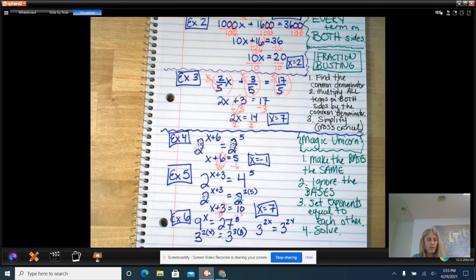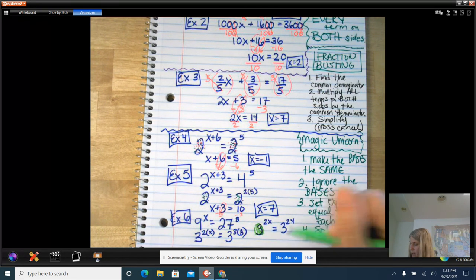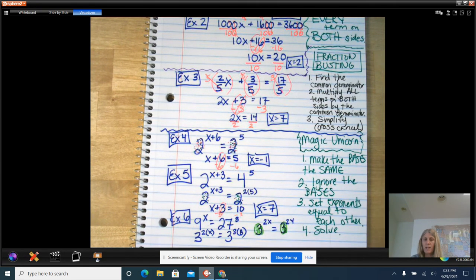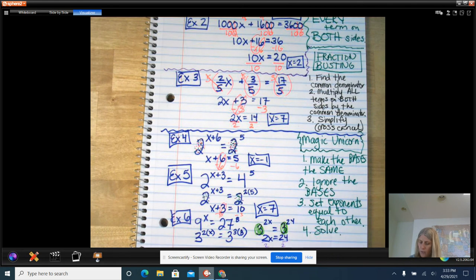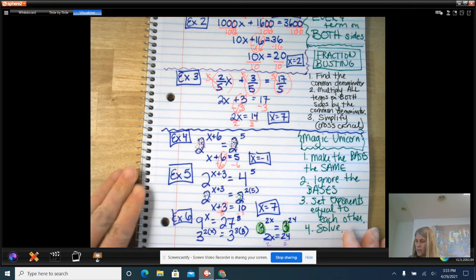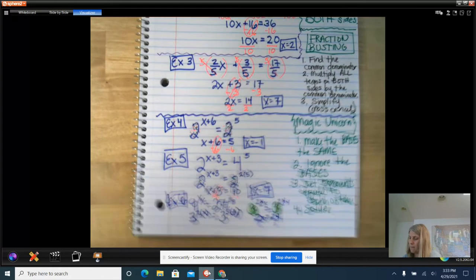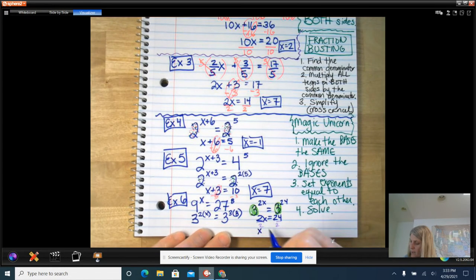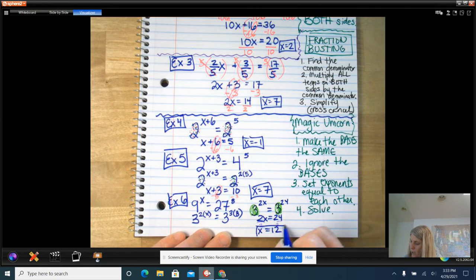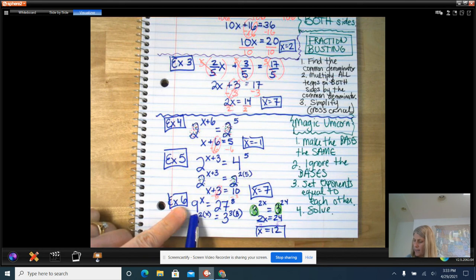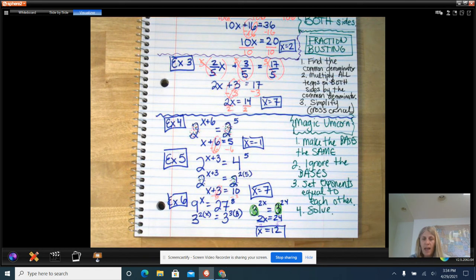Now, once again, our bases are the same, and so magic unicorn basically means that once they're the same, we can ignore those. What we have left is 2x is equal to 24, and then we can go ahead and divide both sides by 2, and our final answer here, x is equal to 12. Okay, so what we're saying is 9 to the 12th power is the same as 27 to the 8th power.